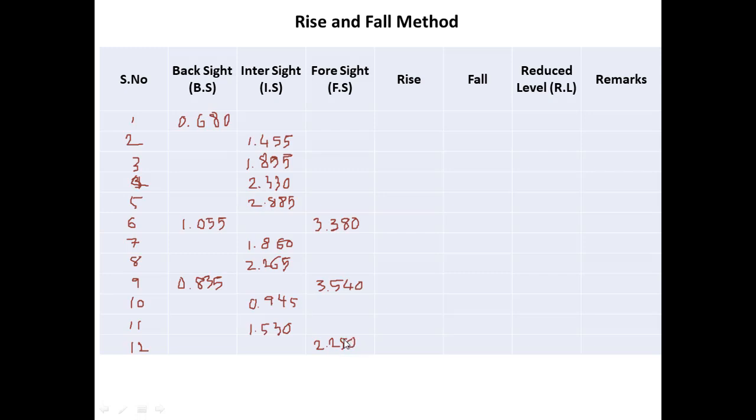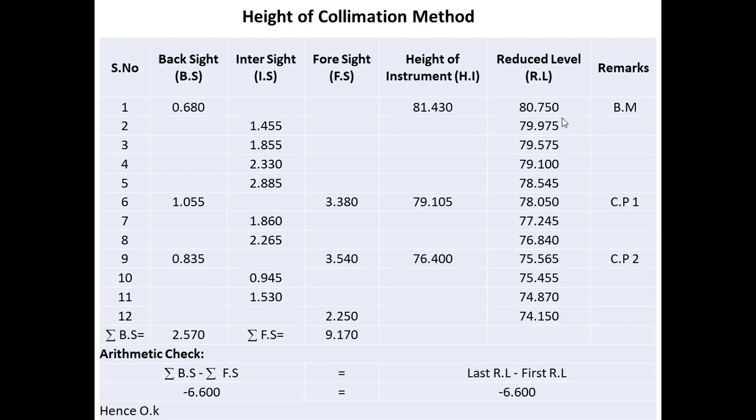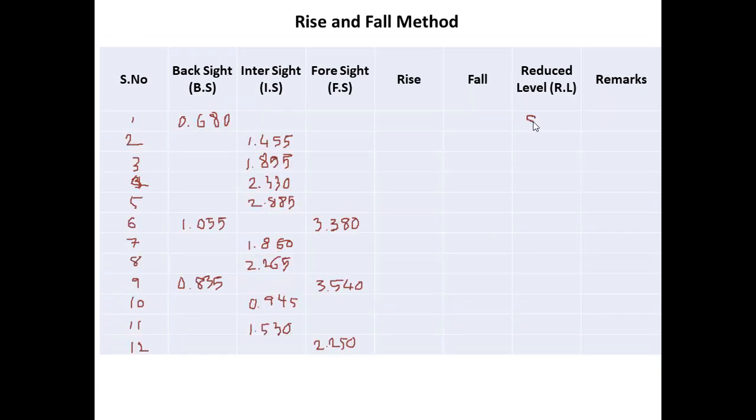Now we have to go for the calculation part. Here the reduced level of the first reading is given as 80.750. So 80.750 is our benchmark reading, and this is our change point 1 position, so we write it in the remark as CP1. This is our change point 2, so we write CP2. Now we can go for the calculation part.